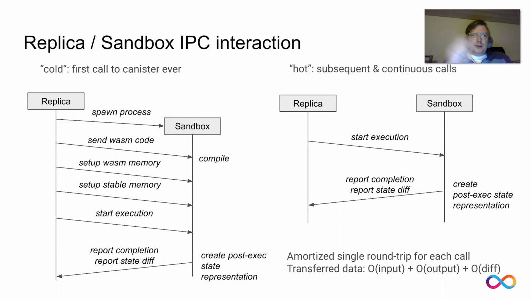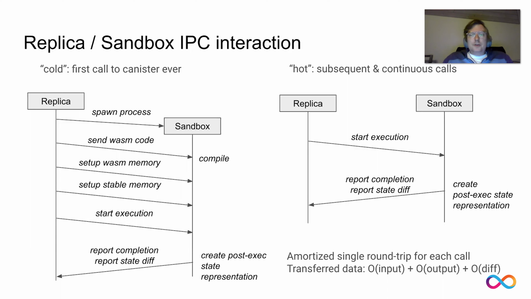To see the actual interaction in these two diagrams, we have to distinguish between two different kinds of calls. First is a kind of cold call. This is basically when the system has booted up and a canister has never executed on a particular replica. Then the replica will have to spawn the sandbox process, and then set it up such that it can execute. It will send down the WebAssembly code. It will send down the WASM and stable memory.